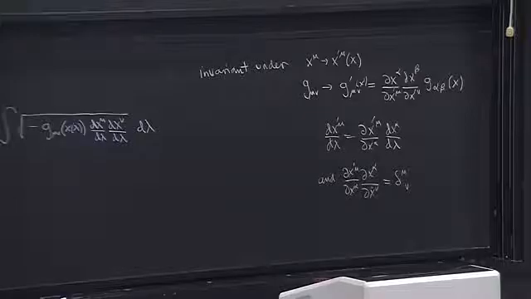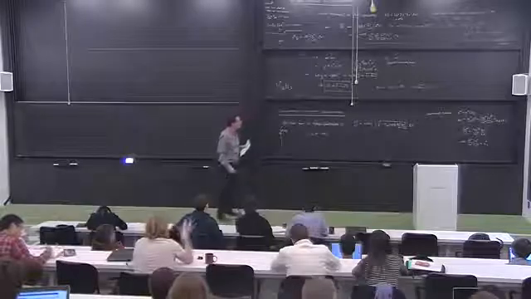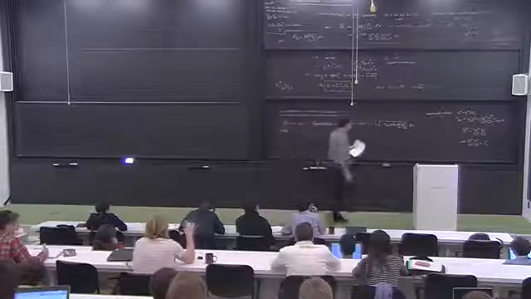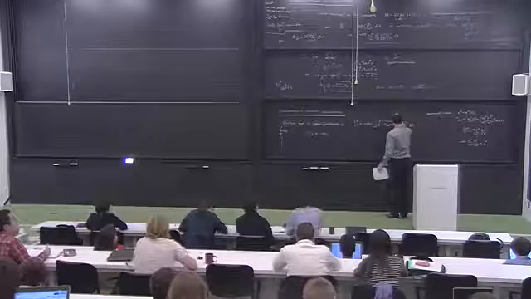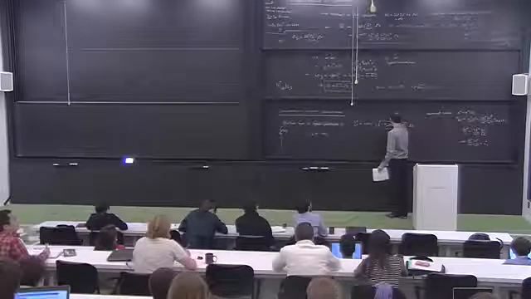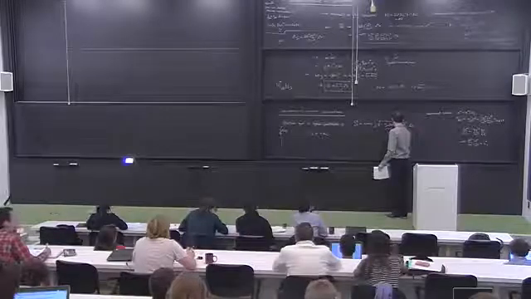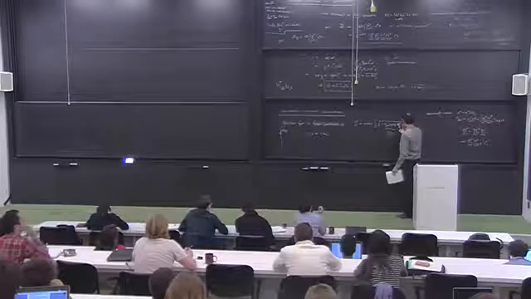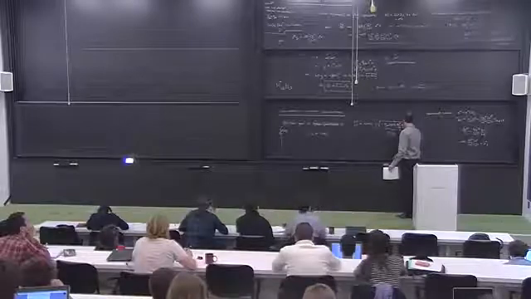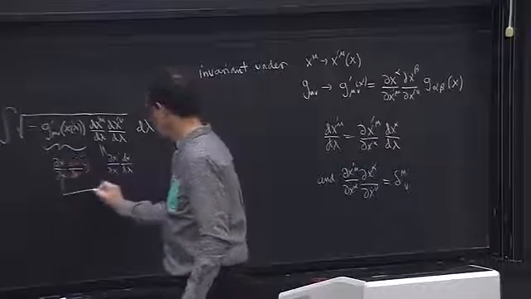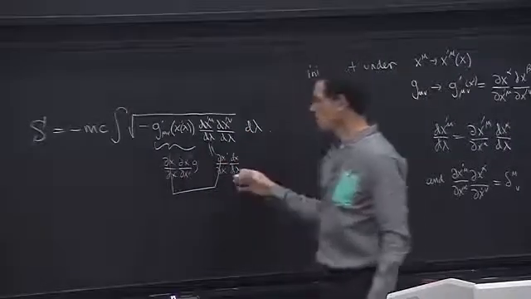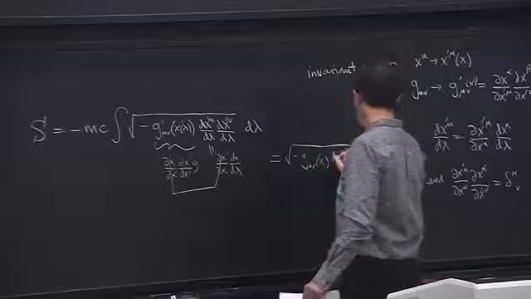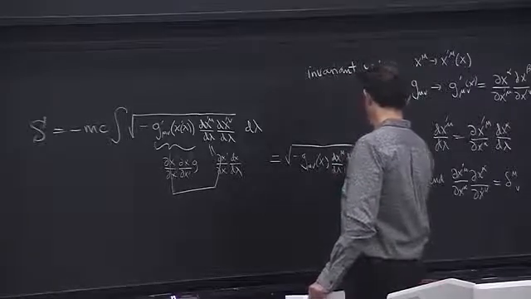Now let's vary it. Sorry, I didn't hear. Yes. So g prime of x prime, right? And now this is dx prime, dx prime times g. And this guy is dx prime, dx d lambda. And then this will cancel that, and this will cancel the guy from here. And so this will equal root minus g mu nu of x dx d lambda dx d lambda.